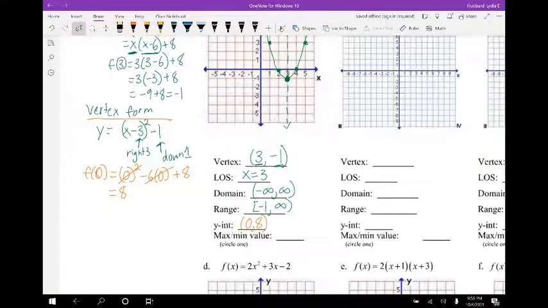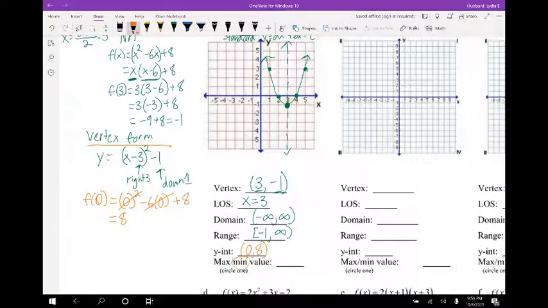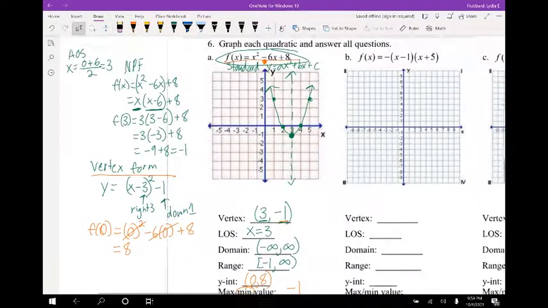In this case, because this graph is opening up, I have a minimum value, and that minimum is the y value of our vertex, which is a negative 1. And so that's how we would graph that.